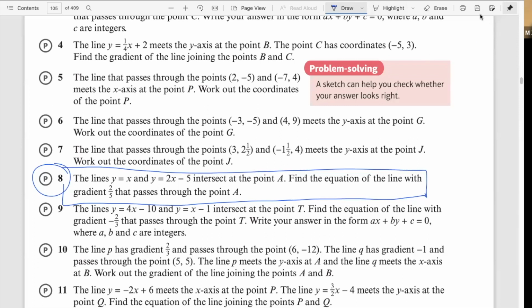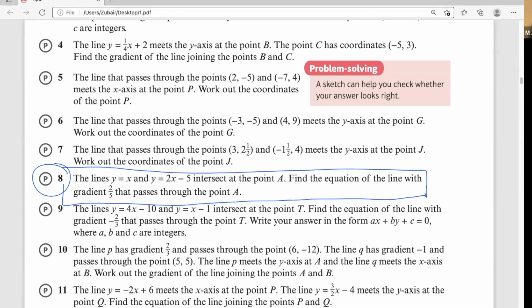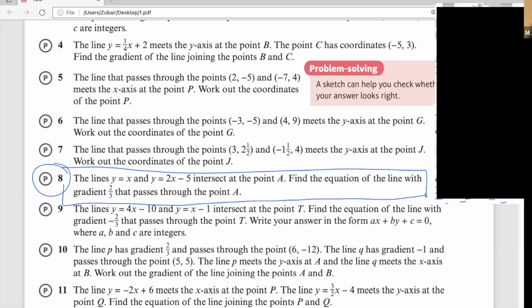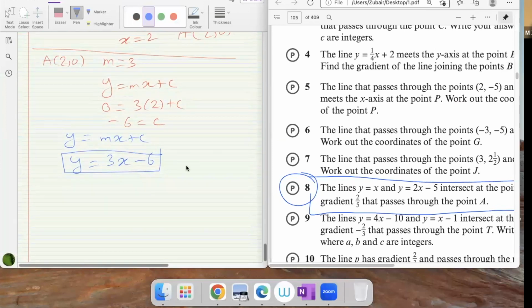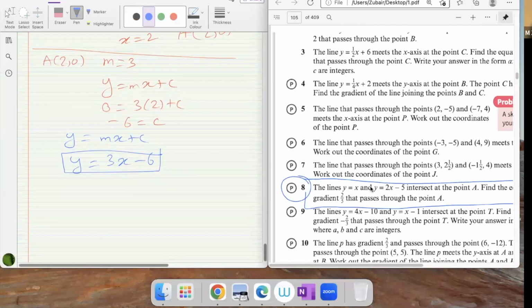Do you get it or need any help? It's straightforward. Very good. Okay, I'll solve it parallel with you.